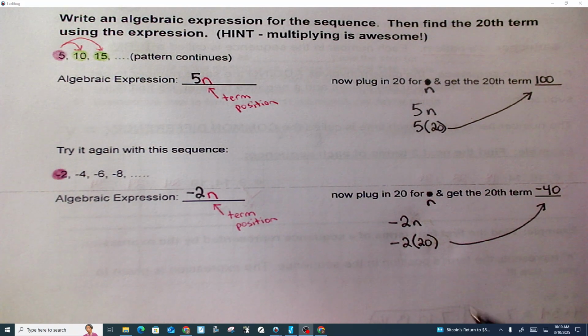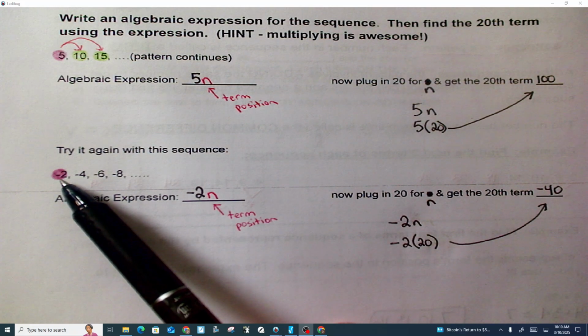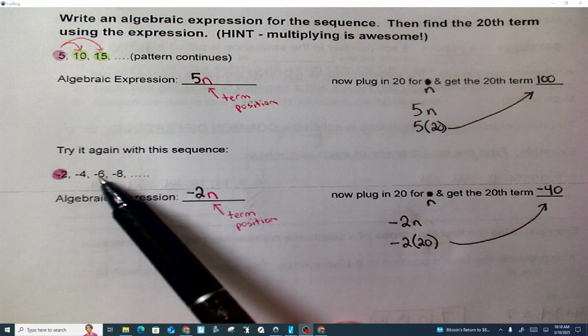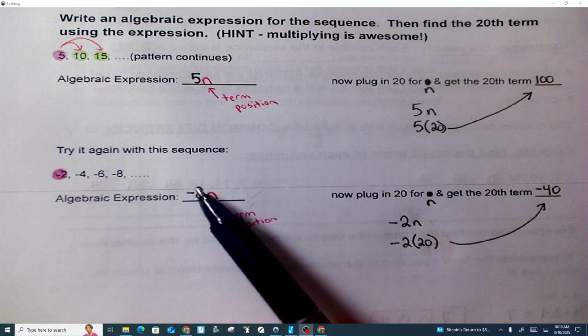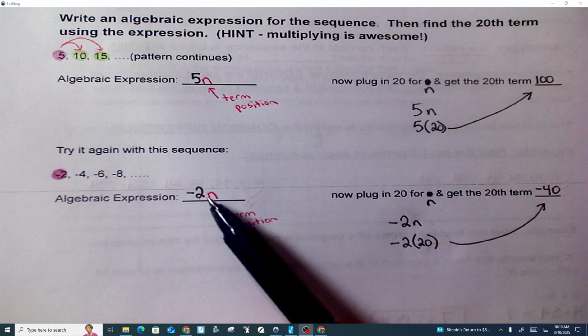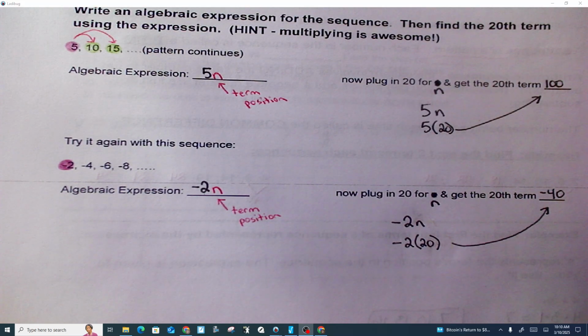So I'm hoping this gives you a little bit of exact instruction on how to deal with these simpler sequences that are arithmetic based, and we can then make the algebraic expression usually using something like this. And it's not always going to work for the more difficult ones, but it should get you started with it.